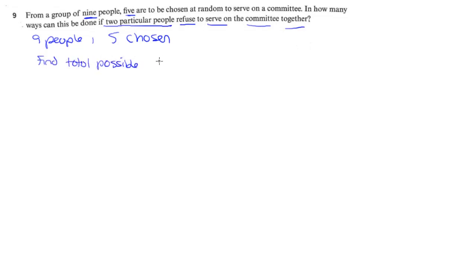In number 9, we've got 9 people, and we're choosing 5 of them to serve on a committee. And they want to know how many ways this can be done if 2 particular people refuse to serve on the committee together. Now, my favorite way to do this kind of problem is to find the total possible number of committees if there's no restrictions.